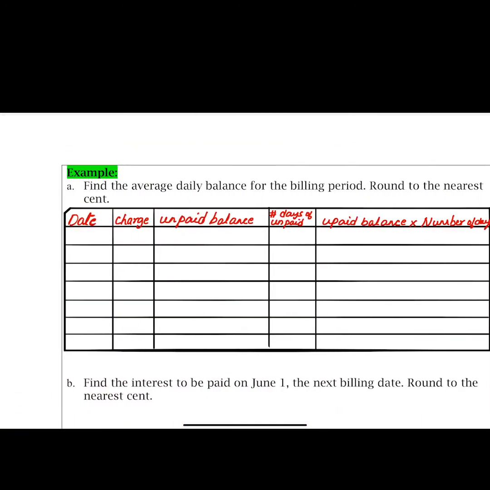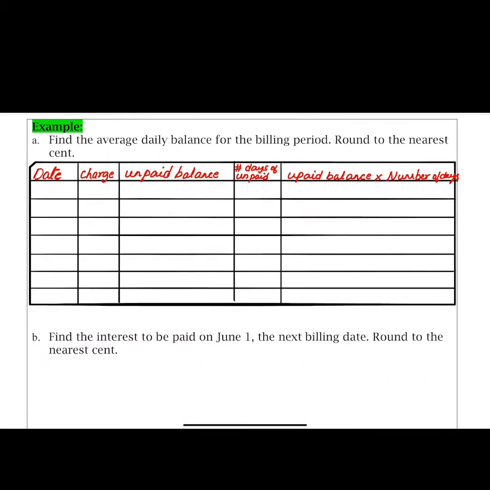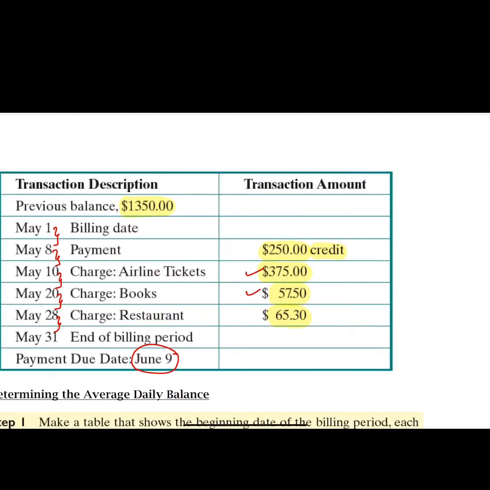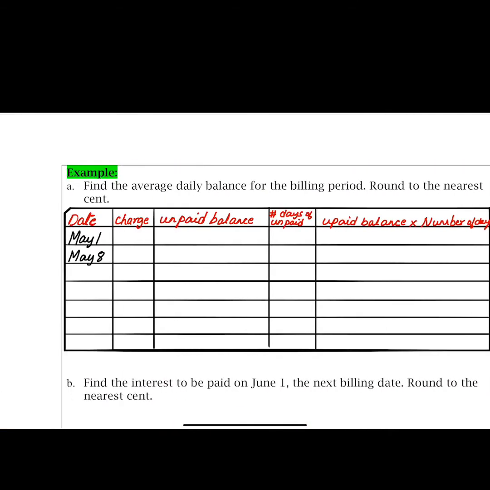What I would like you all to do is pause the video right now and take a look at how I have done the columns. The first column is the date. So I'm going to go ahead and write the dates. The dates are May 1st, because that's when the billing period starts. May 8th. Why am I writing this date? Because I will only copy the dates that are here. So May 1st, May 8th, May 10th.